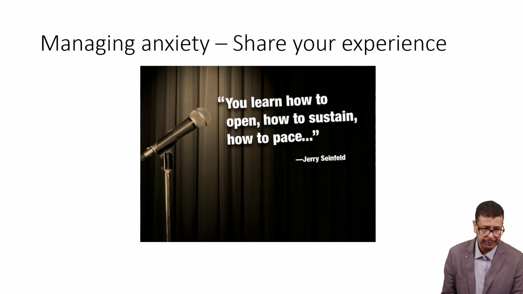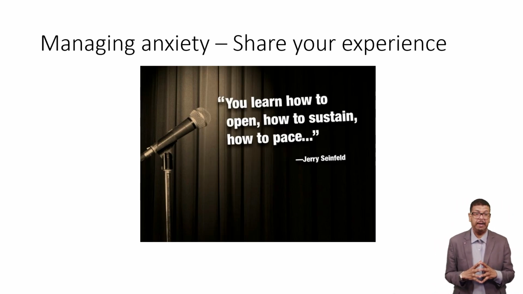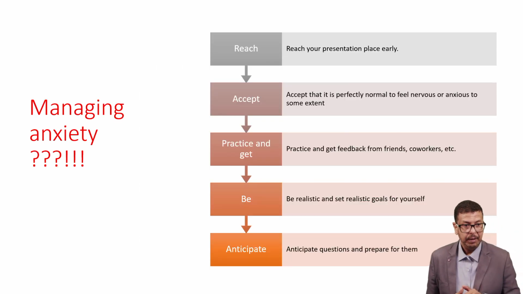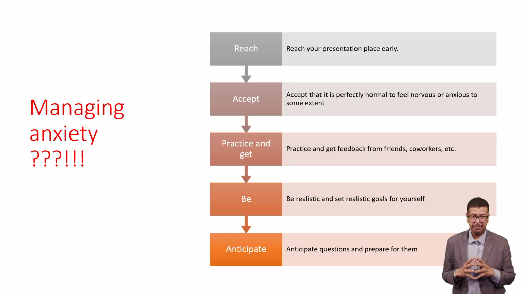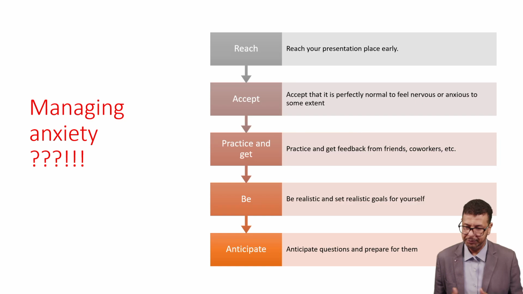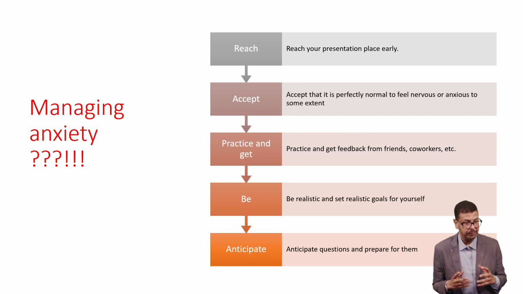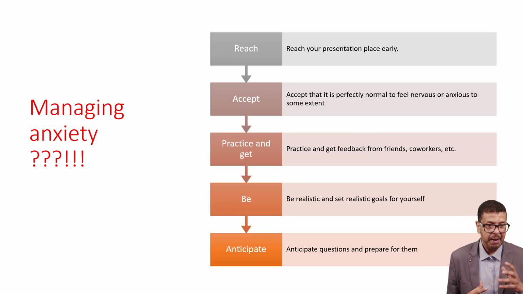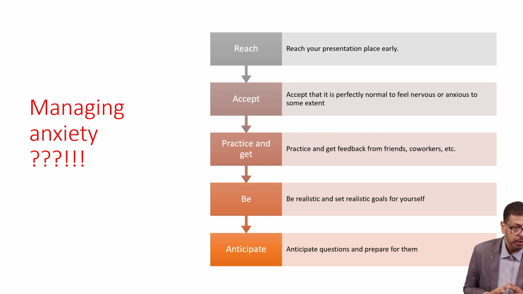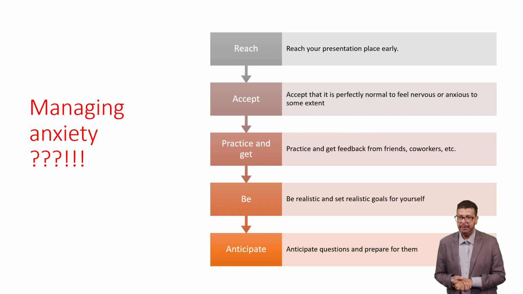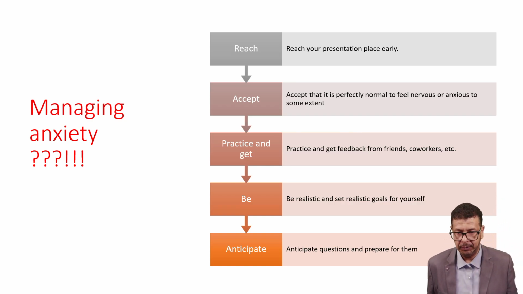It's very important to learn how to open, how to sustain, and how to close. It's very important, and this will help you to overcome the stress. In order to overcome the stress, you have to reach early. Accept that it is perfectly normal to feel stress, because there is a very good stress, which could also be needed sometimes for success, but not the pathogenic stress. You have to practice and get feedback from your colleague, from your co-worker. And you have to be realistic and set realistic goals.